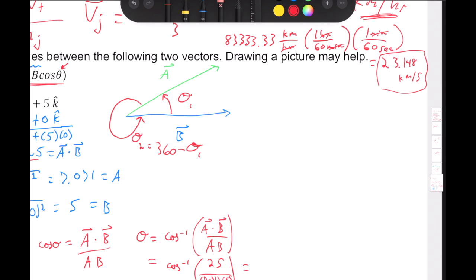Make sure your calculator's in degrees. So let's see, 7.071 times 5. Inverse cosine of that comes out to be exactly 45 degrees. Winner, winner, chicken dinner. Remember, this is just theta 1. So we found theta 1 to be 45 degrees. We still have to find theta 2.